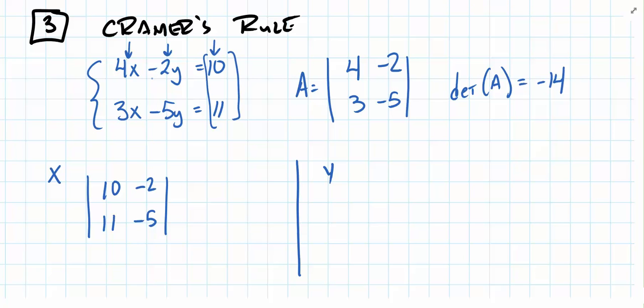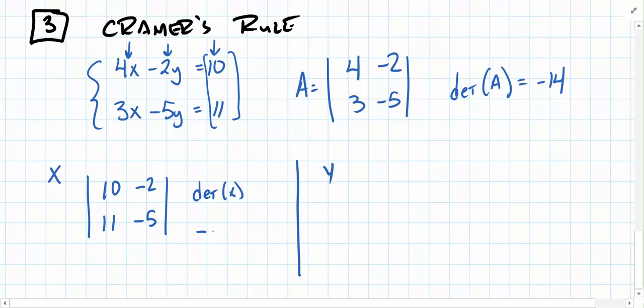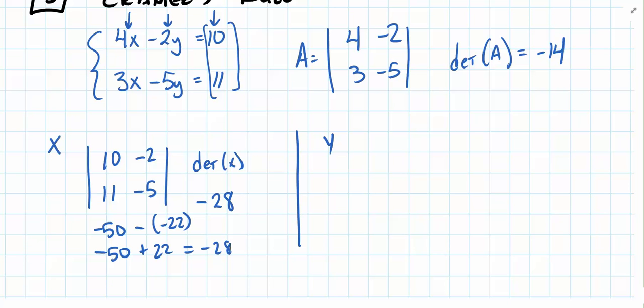Okay, good. Great. Then what is the determinant for, I'll call this matrix X? The determinant for matrix X would have to be, let's see here, 10 times negative 5. What would that be? Negative 50. And then 11 times the negative 2. It would be 33 total. So the determinant for X would be negative 28. Good. So we figured out the determinant for what I call the X matrix, which gave us a negative 28.